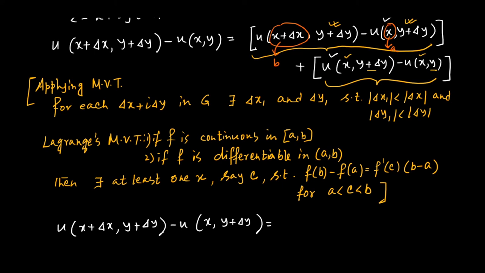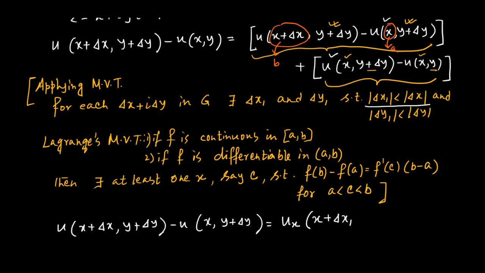f dashed c, that means the derivative of the function f at the point c. Here it will be the partial derivative of u with respect to x, because the change is happening in the x value only. And this c can be written as x plus delta x1. What is delta x1? Delta x1 is such that 0 is less than mod of delta x1, which is less than mod of delta x. See here, your b was x plus delta x, and mod of delta x1 is less than mod of delta x, means this point will be less than b, and clearly this point will be higher than a also, because your a is x.